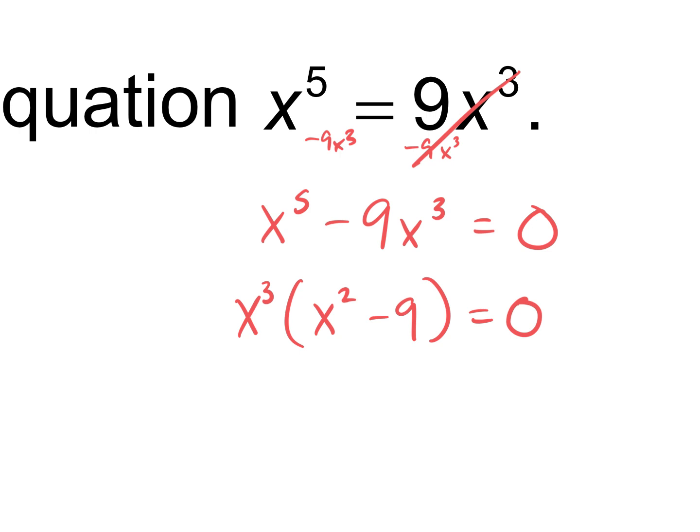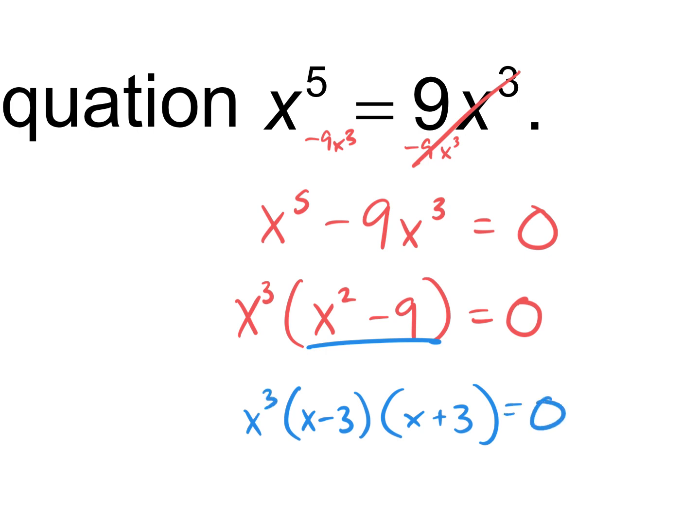Can we factor this anymore? Are you sure? X squared minus 9 is the difference of squares, so what does it factor into? X plus 3 and x minus 3. Once we factor all the way, here it's asking us to solve, not just factor. So what's the next step I have to do to solve? Set each piece equal to 0.